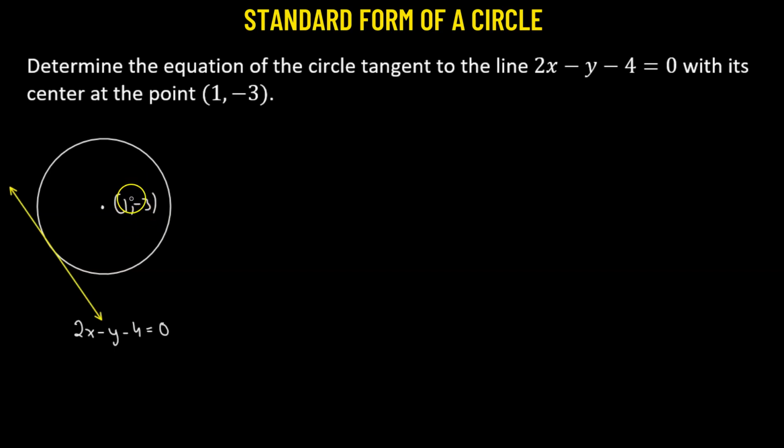Now to find the equation of a circle, we need two pieces of information. One is the coordinate of the center and the other is the radius of the circle. Since we already have the coordinate of the center, we'll have to find the radius. For that, let us begin.